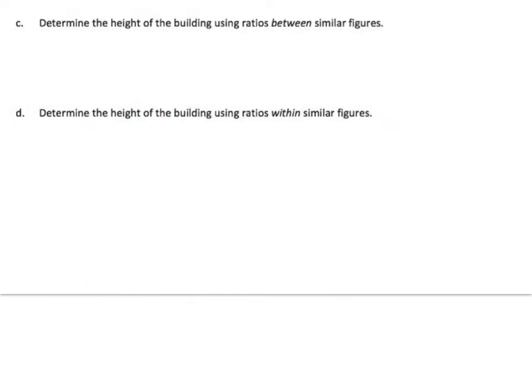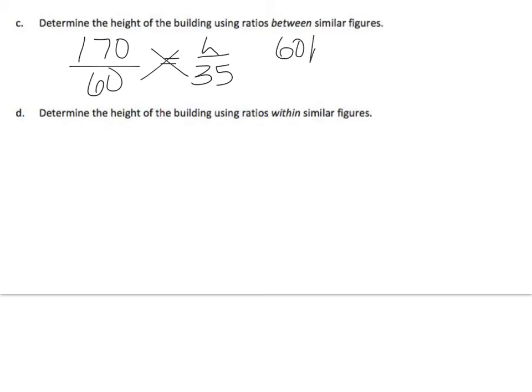Let's see what else we can do. Okay, C says determine the height of the building using ratios between similar figures. This is what I did in the first slide that has to do with this problem. I think I did 170 over, is it 60? I think so. Yep. Equals h over 35. Cross multiply. 60h equals 5,950. Divide both sides by 60. And I got 99.2. Thank goodness. It'd be awful if I got something different, wouldn't it?